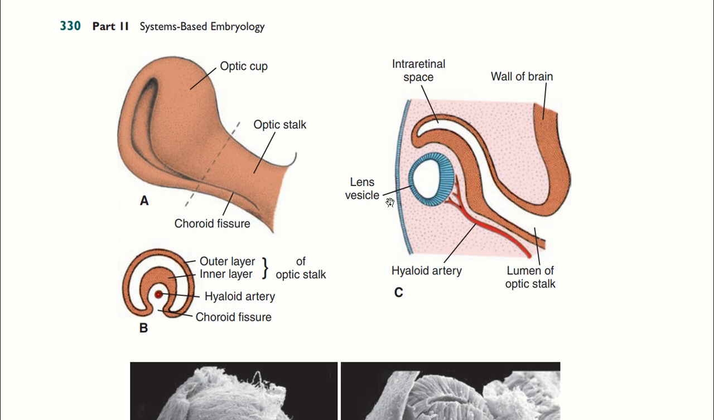So you can actually see this in the cross section or in the structure of an adult eye. But the proximal one, which is very important as far as the retina blood supply is concerned, you're going to have what's called the central artery of the retina. That's the proximal portion of the hyaloid artery. Very important.